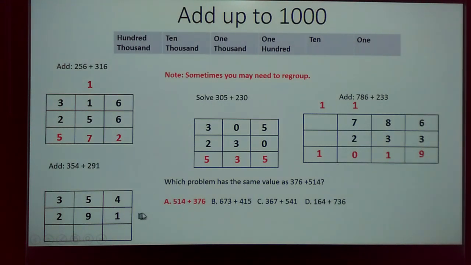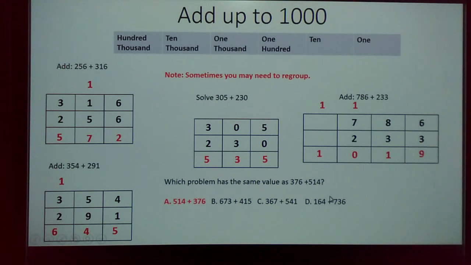And then, this one here, we add straight down. 4 plus 1 is 5. 5 plus 9 is 14, but remember, only one digit can go in the column, so the 1 has to come over here, and you add straight down. 1 plus 3 is 4. 4 plus 2 is 6.